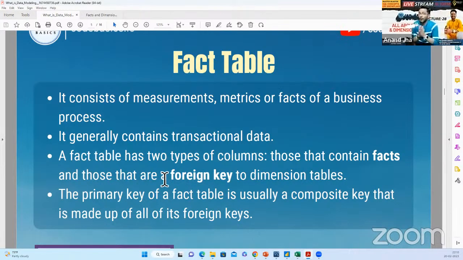So the primary key of a fact table is usually a composite key that is made up of all of its foreign keys, right? So the fact table will also have a primary key. The dimension table will also have a primary key. So what is the relationship? Whatever the fact table has will be dynamic data, and whatever your dimension table has will be static data.